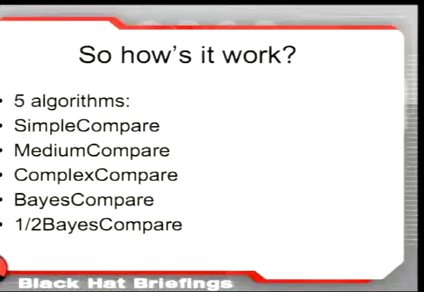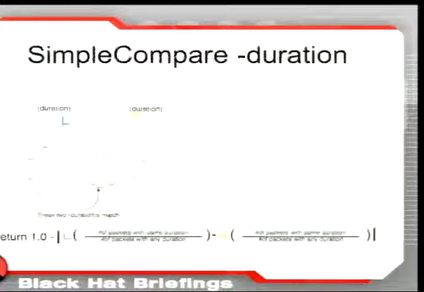So how does it work? Do we have time to say how it works? Guess so. I'm only going to talk about one algorithm, simple compare. Simple compare treats the fingerprint as 2 sets of duration values. So ignore the packet type here, and you take the intersection of these sets.